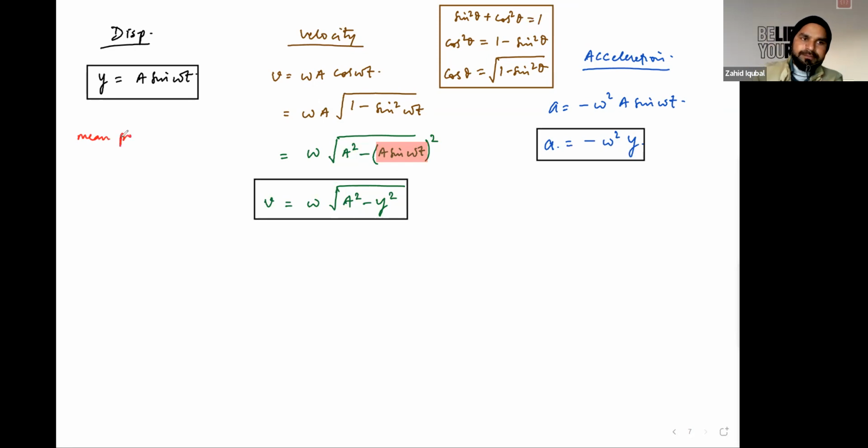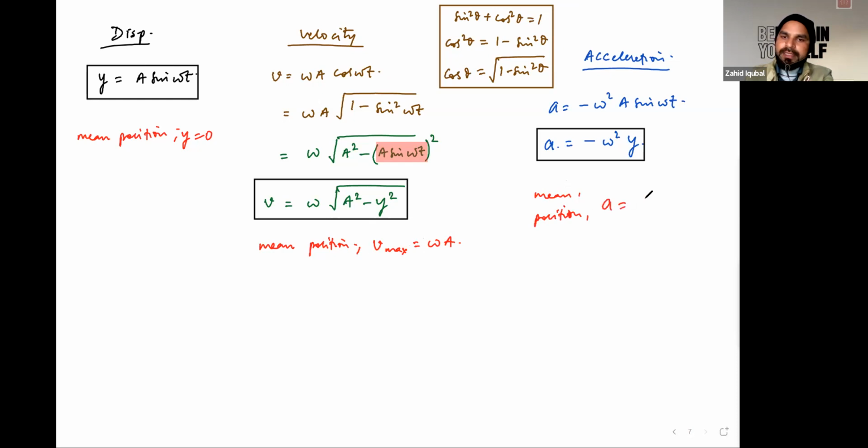at mean position, displacement will be minimum. So for mean position, when y is minimum, velocity of body will be maximum, omega times A. In terms of acceleration, for mean position, acceleration will be 0 since y is 0.